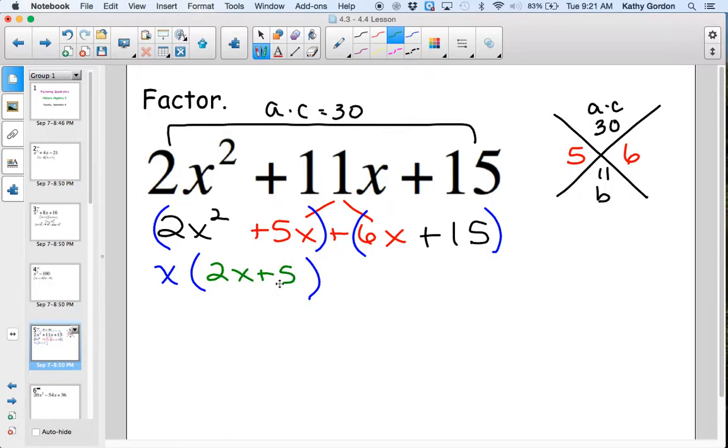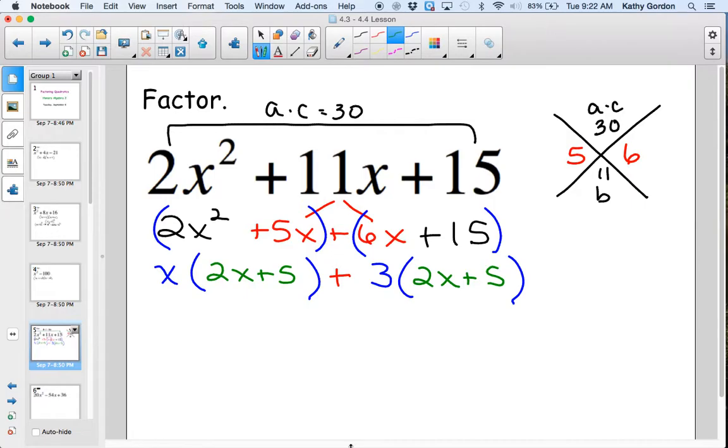2x plus 5. Okay? Still adding in here. What happens if I factor the next group? What can come out? A 3. And what's left? And what do you notice? You can factor 2x plus 5.